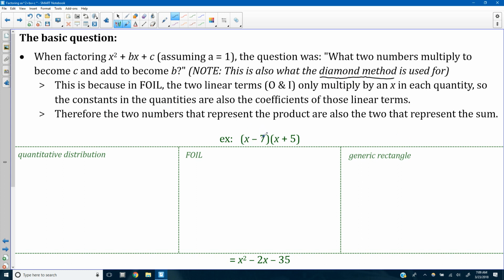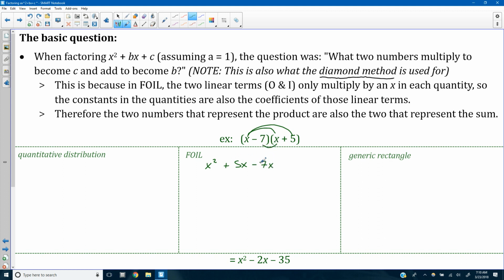So I'm going to take a look at this example and show you a lot of different ways here. I'll start off with FOIL to explain it. When you FOIL x minus 7 times x plus 5, first you do x times x, which is x squared, but then the outside, the O, is x times 5. Notice what the coefficient is. It's just 5x. The coefficient of the linear term is the same as the constant in the quantity. Then I have x times negative 7, which is negative 7x.